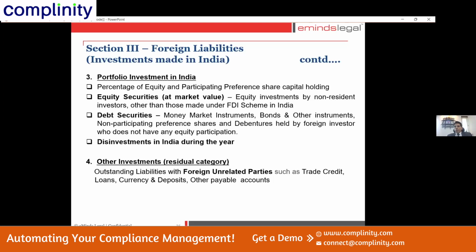Here, in case of portfolio, there is no concept of net worth. It is at market value. Listed companies have market value on a daily basis. So these securities are to be mentioned at the 31st March market value.